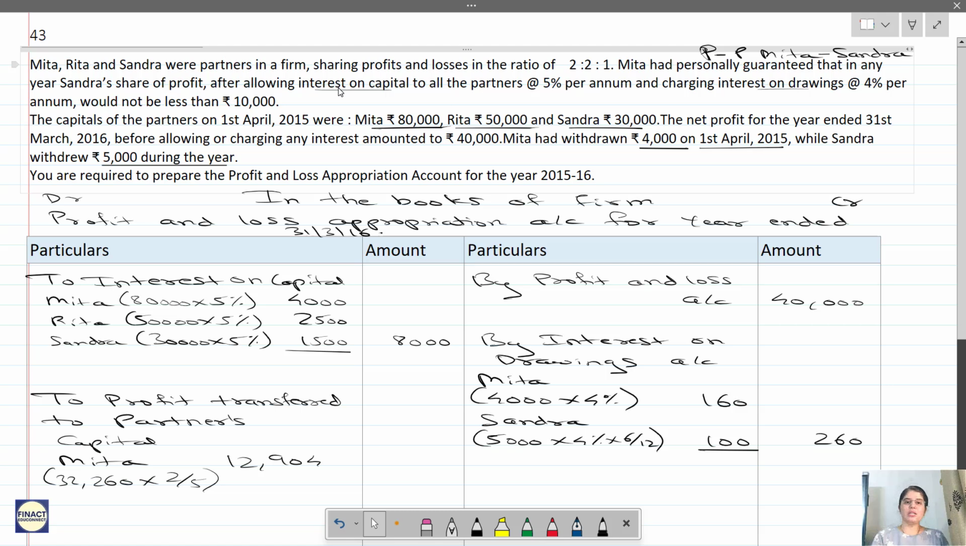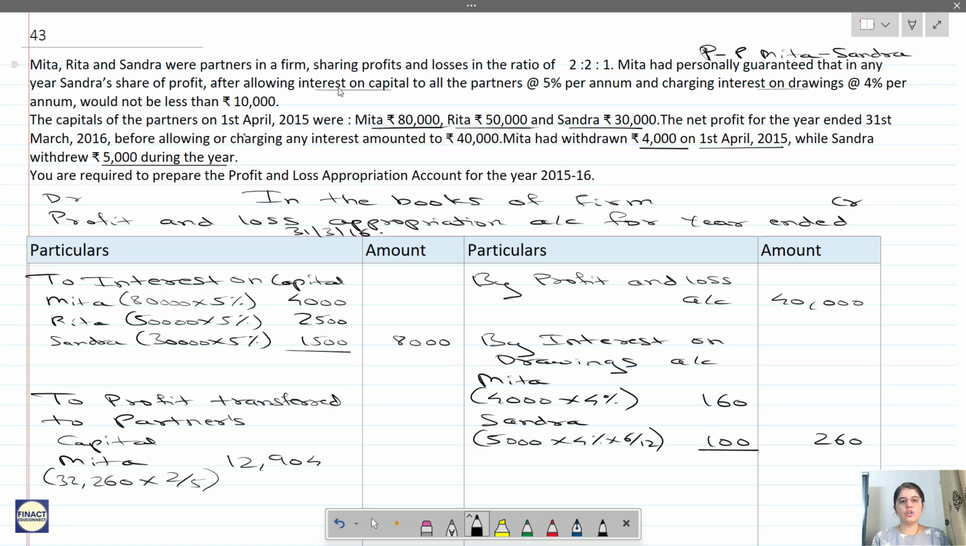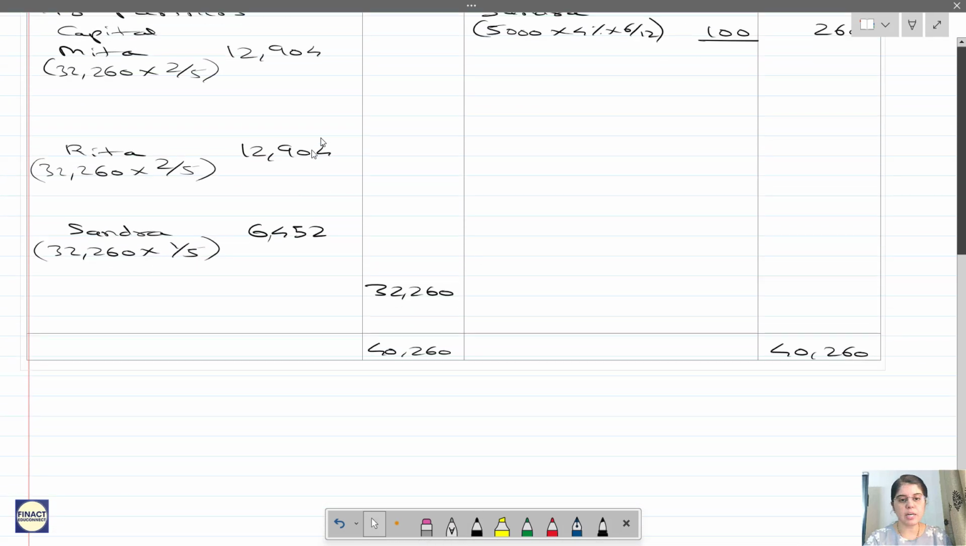Now see the wordings. Wordings are different in this question. So what they are saying, after allowing interest on capital and after charging interest on drawing, whatever profit you are getting, in that, whose share? Sandra's share should not be less than 10,000. Now if you see Sandra's share over here, it is 6452. It is less than 10,000. So we will calculate her deficiency.